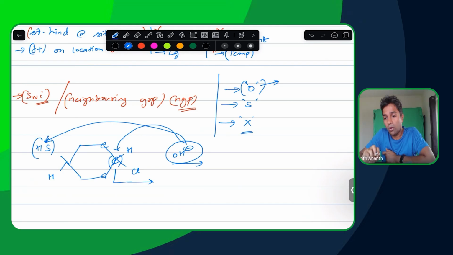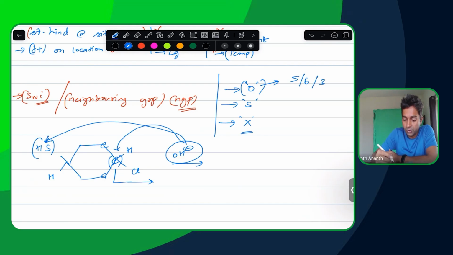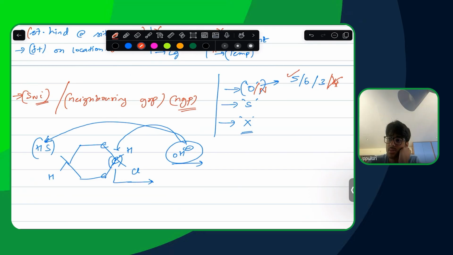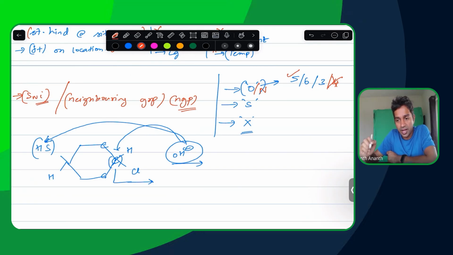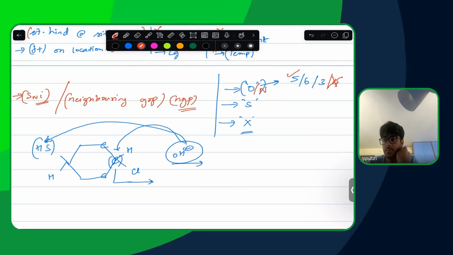Oxygen usually prefers to go for 5 or 6 or 3. Among the 5, 6 or 3, 5 is most favored. And oxygen will specifically avoid 4. Same goes for nitrogen. The main reason is that when a 4-membered ring is formed, the bond angle has to be closer to 90, and oxygen and nitrogen, when they are sp3, prefer to go away from 90. In water and ammonia, the bond angle is much higher than 90.